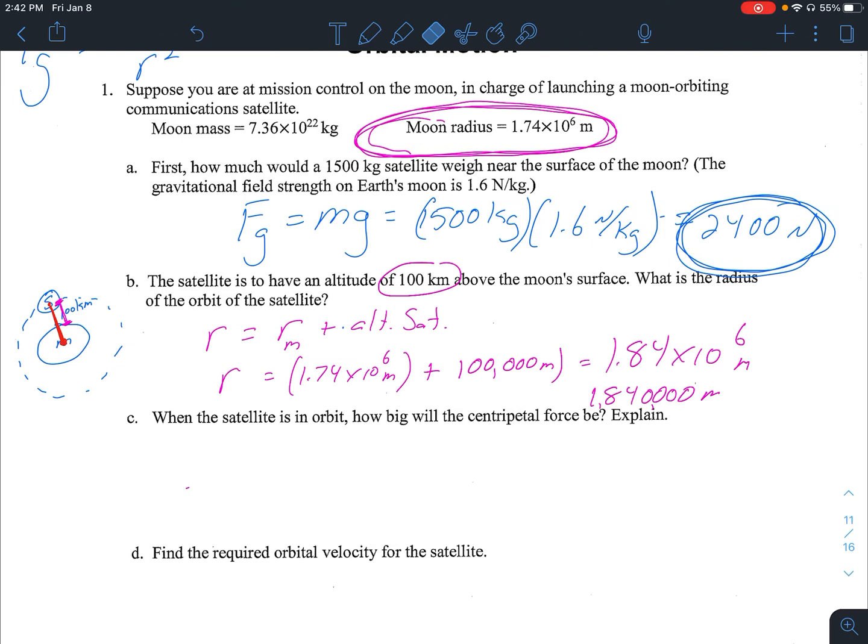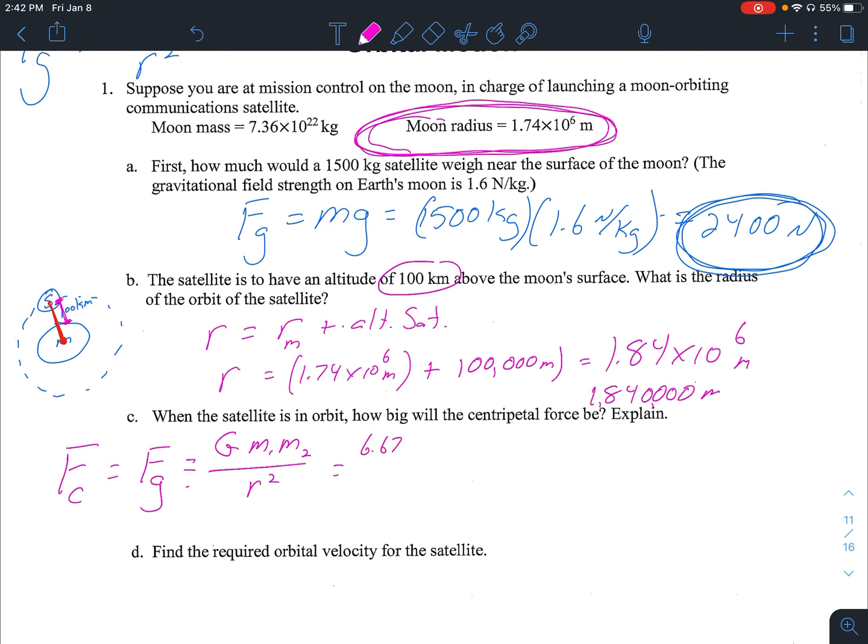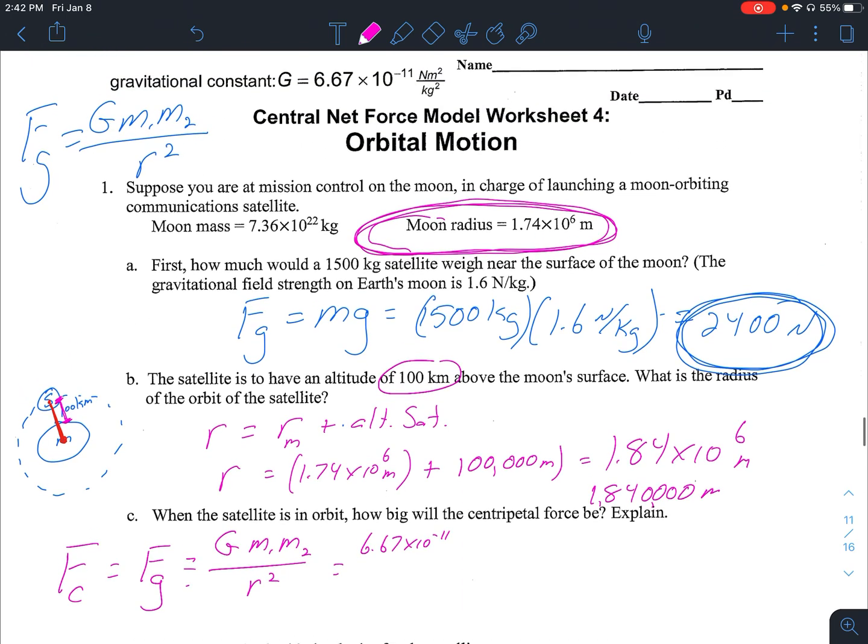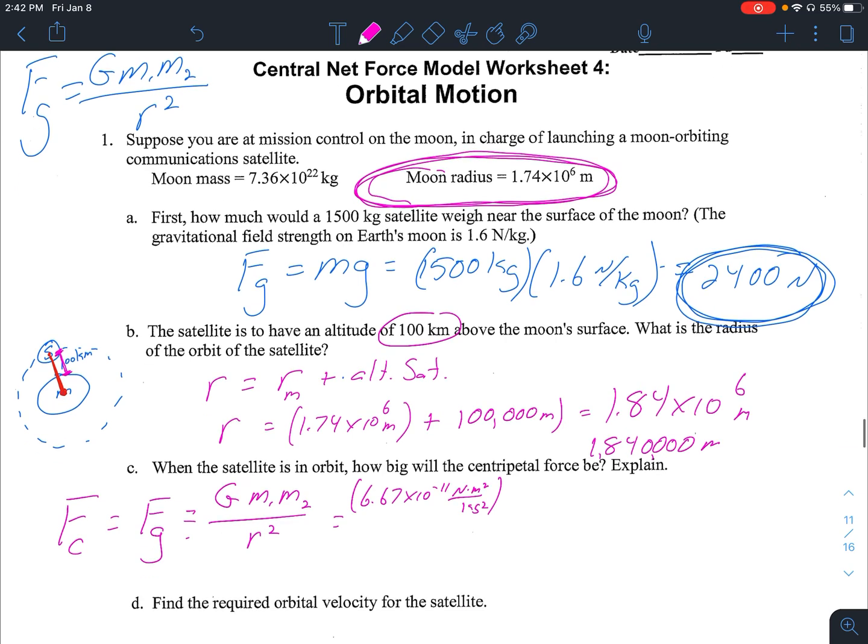If we say centripetal force is the net force, since there is only one force, that's going to be gravity. So then we can use our universal gravitation equation to calculate that. We have big G, 6.67 times 10 to the negative 11th, in newtons times meters squared over kilograms squared. That's just making sure the units cancel out and we're left with a newton.